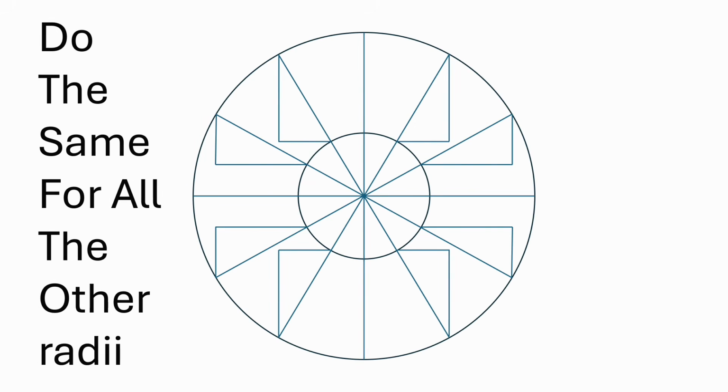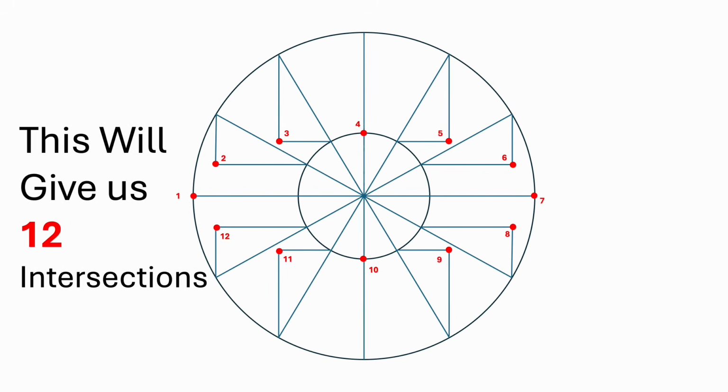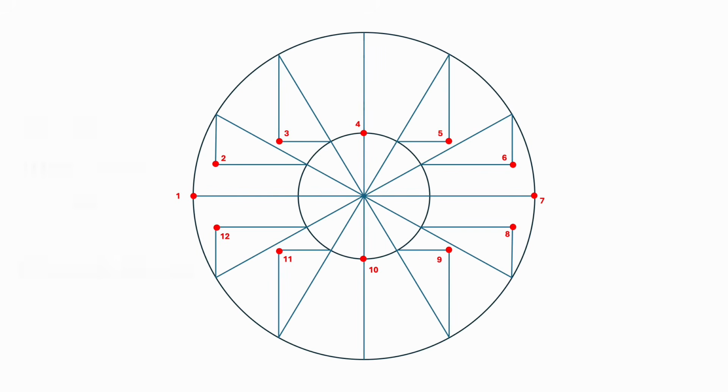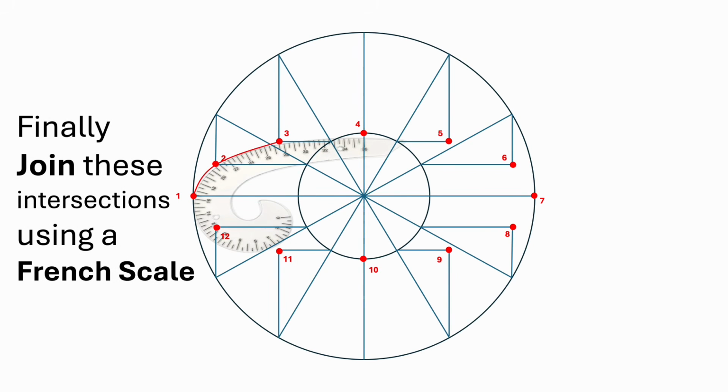Do the same for all the other radii. This will give us 12 intersections. Finally, join these intersections using a French scale.